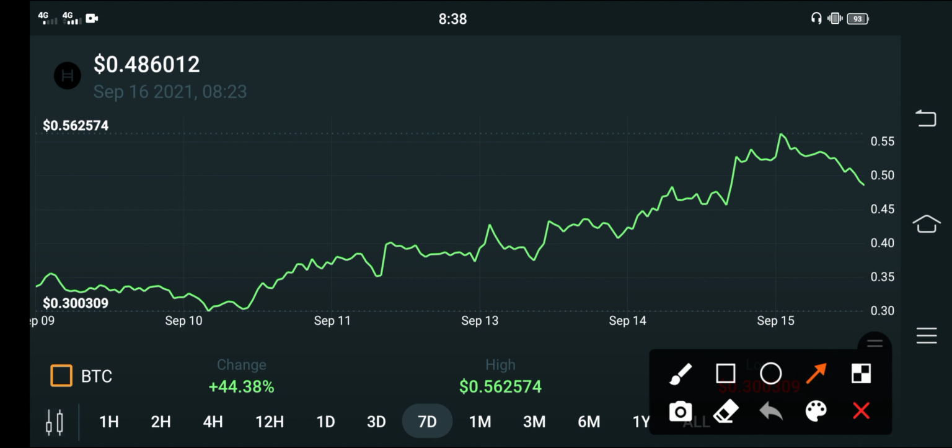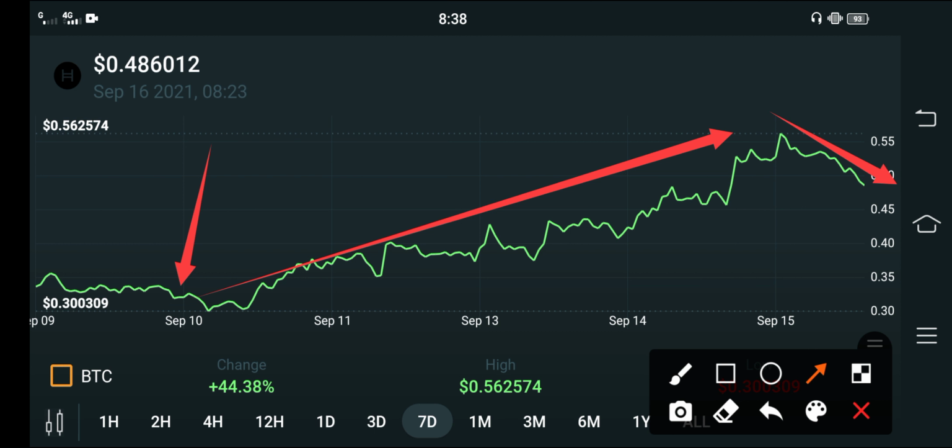You can see here from the price chart, it's also clear that from 10 September Hedera Hashgraph price started to pump, but unfortunately from yesterday the price started dumping, guys. And it's possible, guys, that for 2 days Hedera Hashgraph continues its dump, and after 2 days again, guys, the price will jump again. I'm sure about that, and that is my prediction about Hedera Hashgraph, guys.